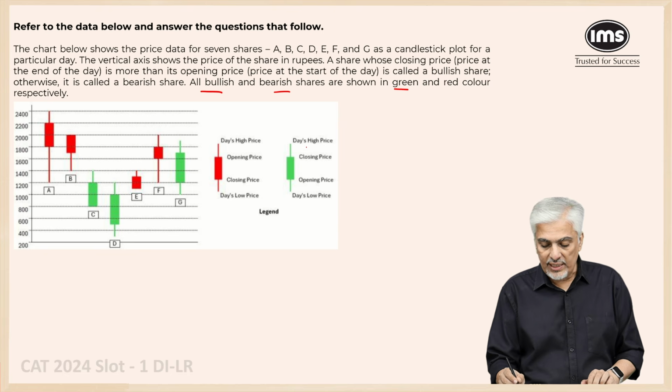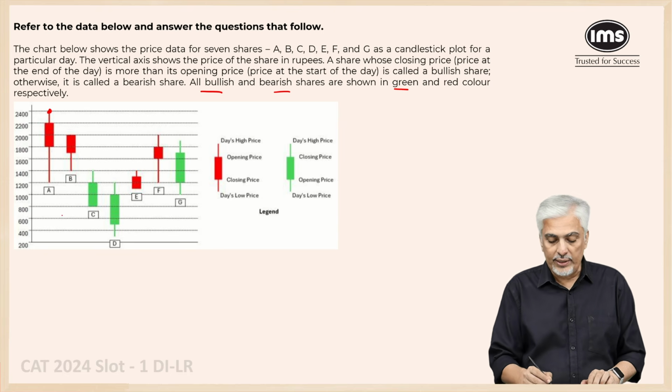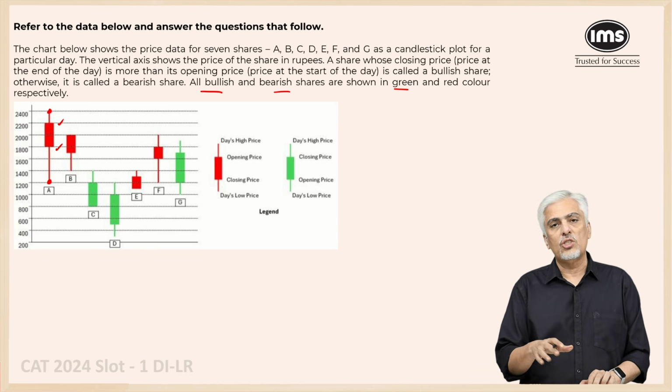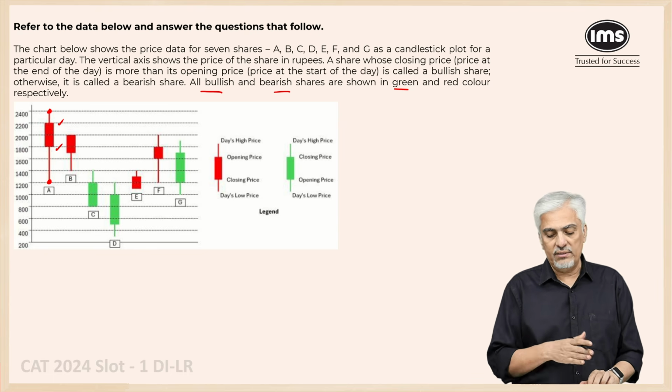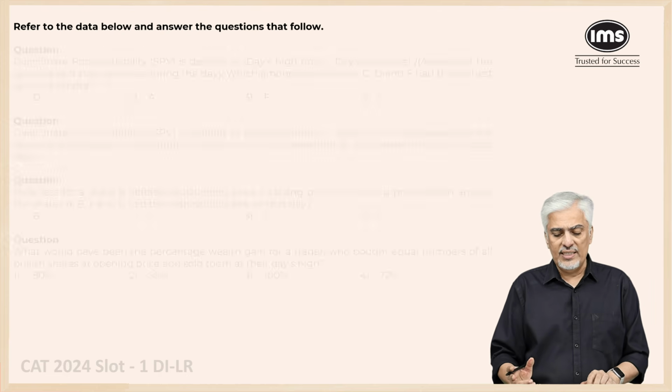So, in this chart, you can see the top over here, if I look at this point, that is the day's high point, this is the day's low point, this is the opening point and this is the closing point. So, for every share, only green is bullish and the 4 reds are bearish. So, there were 7 shares. Let's go through the questions.